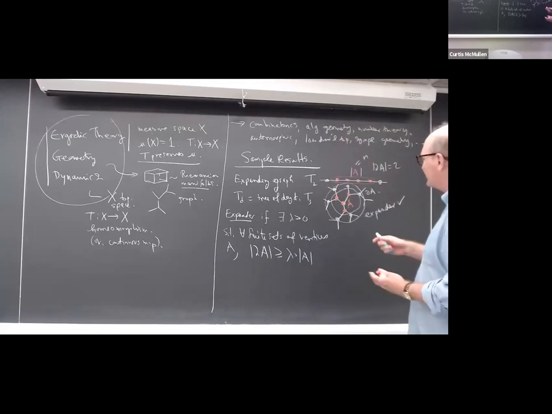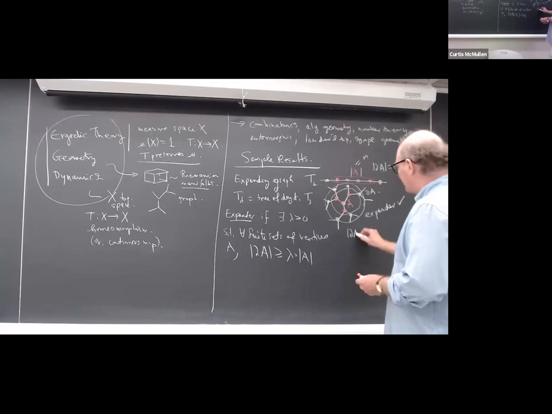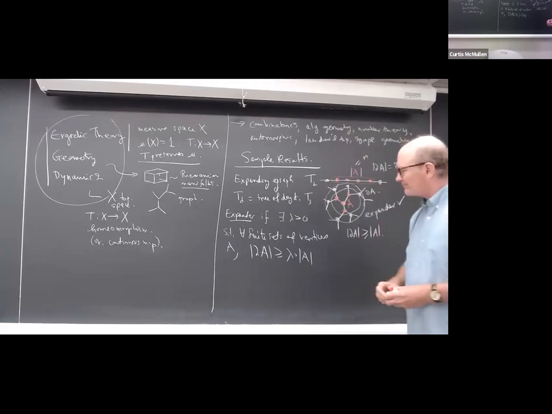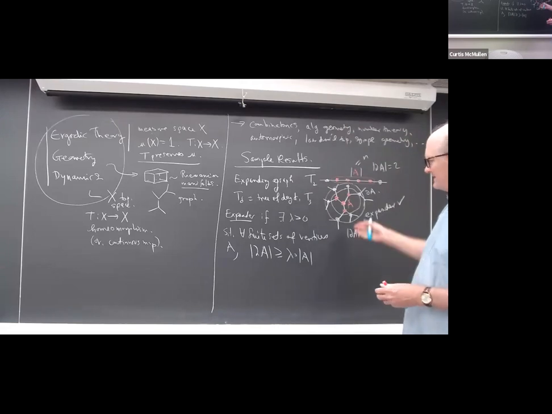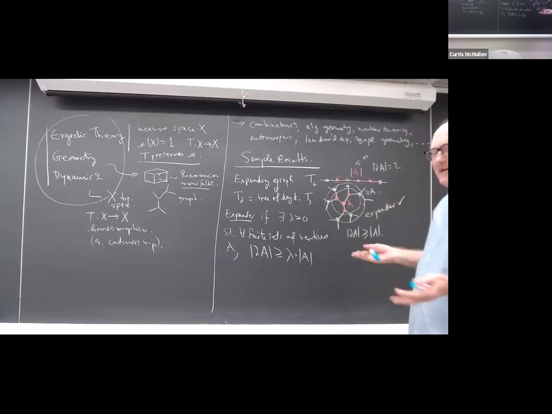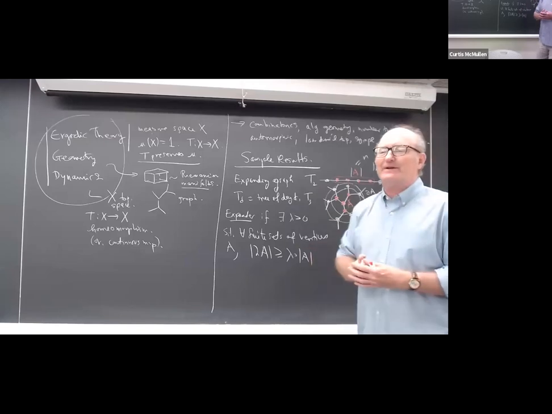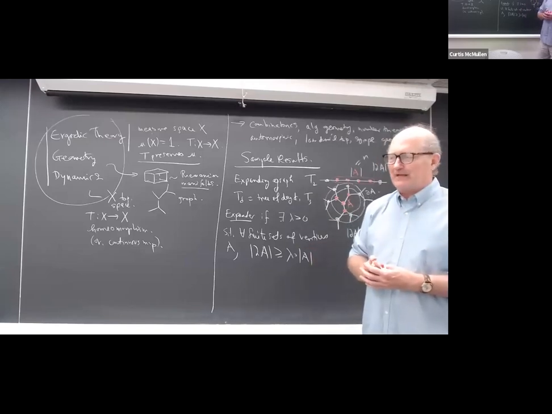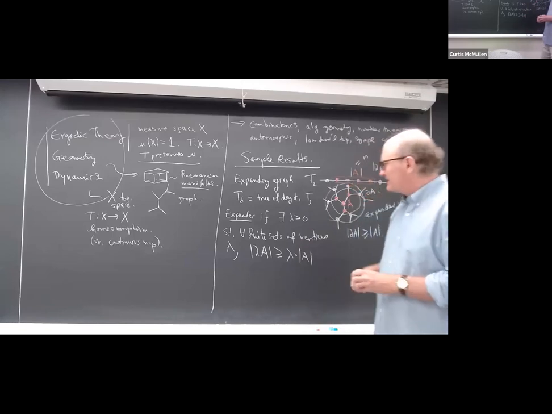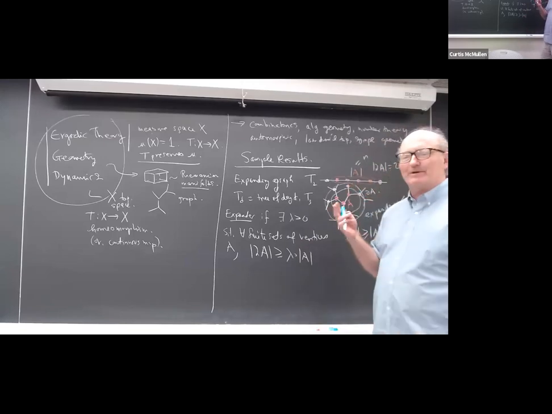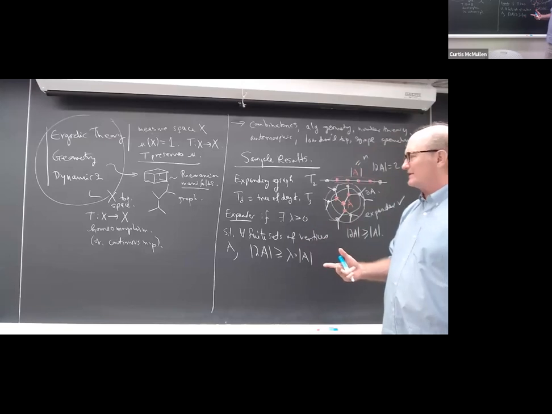That is, in fact, it has the property that the size of the boundary of A is greater than or equal to the size of A. And a similar result holds for the trees of all higher degree. So it's easy to give examples of infinite graphs that are expanders. However, it's a challenge to give examples of finite graphs that are expanders.